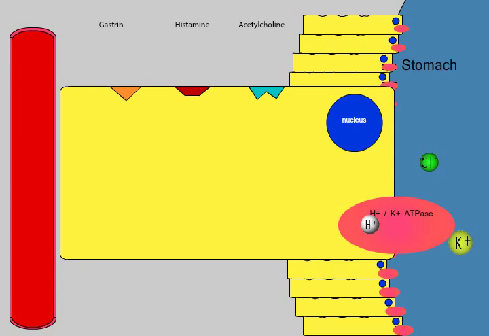The hydrogen-potassium pump will bring potassium back into the cell and push hydrogen out. Hydrogen ion will combine with chloride anion and form weak hydrochloric acid. Hydrochloric acid will dissociate to hydrogen and chloride. The amount of hydrogen ions will determine the acidity of the stomach content.